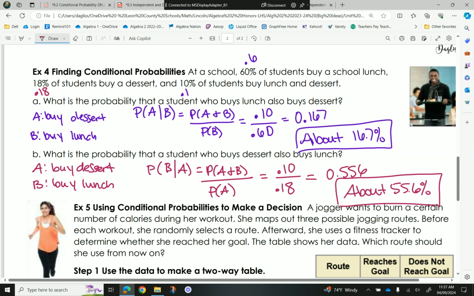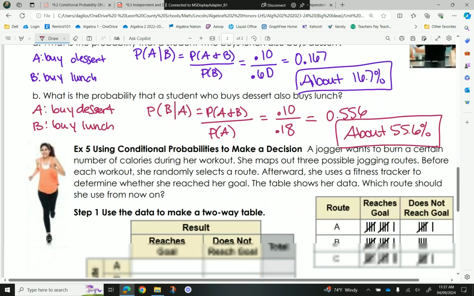Okay, using conditional probabilities to make a decision. So we have a jogger. She wants to burn a certain number of calories during her workout. She maps out 3 possible jogging routes. Before each workout, she randomly selects a route. Afterward, she uses a fitness tracker to determine whether she reached her goal. The table shows her data. Which route should she use from now on?